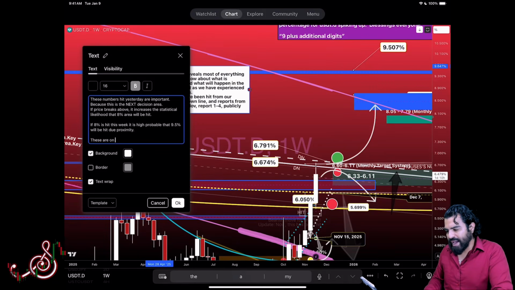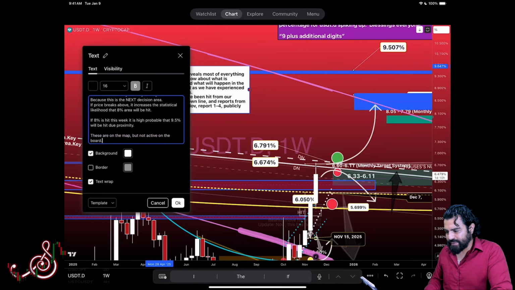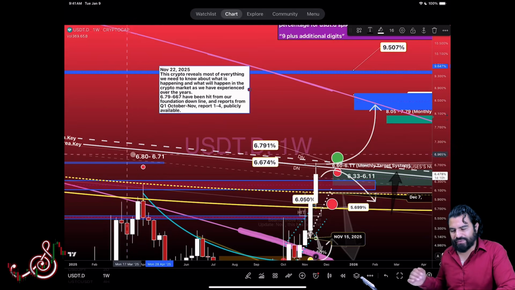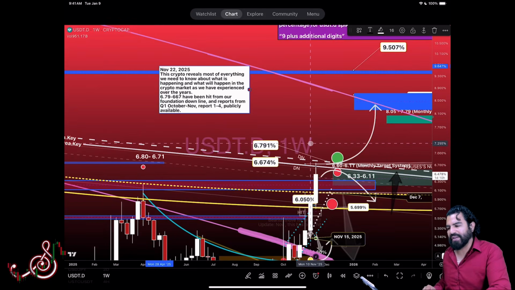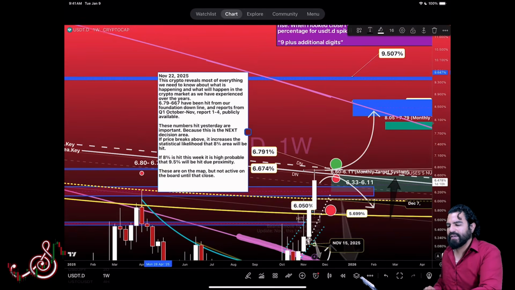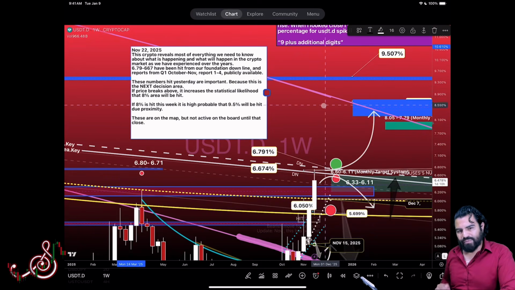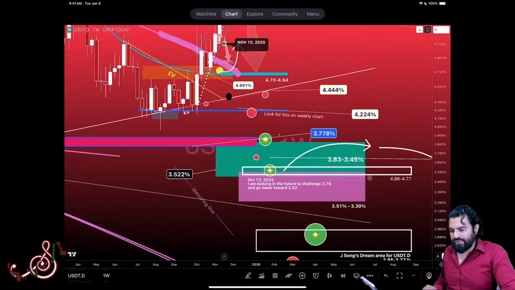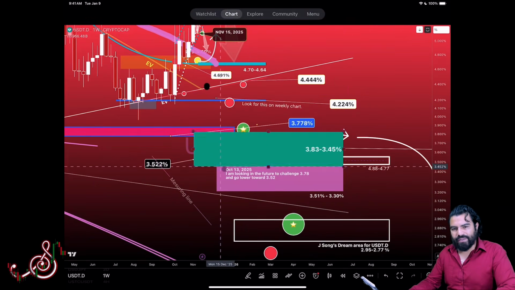These are on the map, but not active on the board until that close. All right. So that's basically what you need to understand. I only have one more thing to report to you about this chart. I'm going to look at it just right now. We're going to look at the volume, and then I'm going to let you know the likelihood we're breaking to the top side. Okay. So 4.8 on the map.